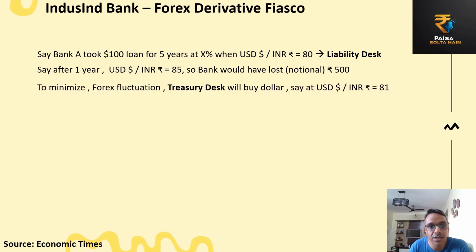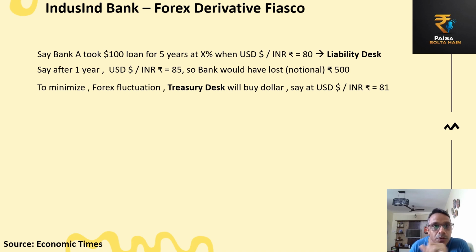So in order to minimize such losses related to forex, what a bank does is try to get into a similar contract where they would buy the forex. There's a treasury desk in the bank, and they will buy the USD at 81 rupees.